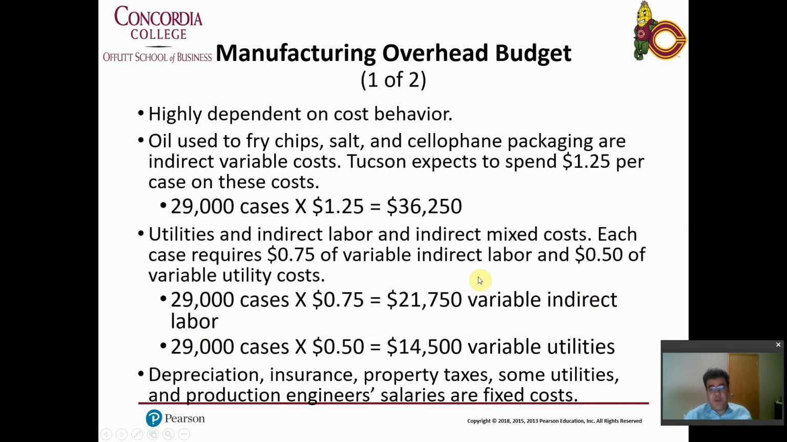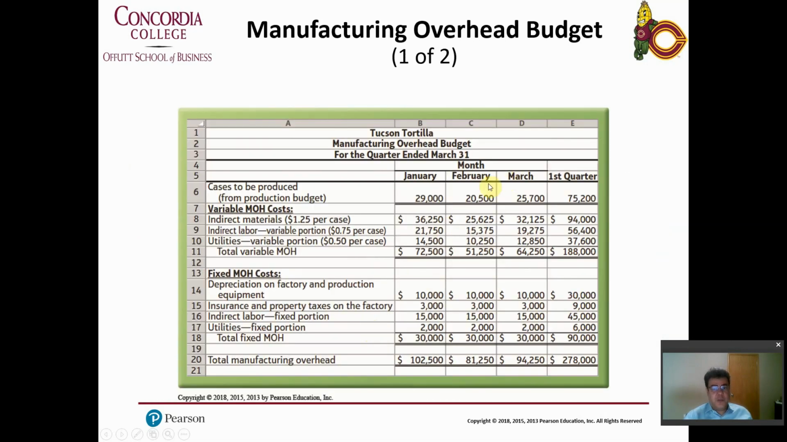Here we have variable costs: 1.5 for oil used to fry chips, 0.75 indirect labor, 0.5 variable utility. So here, units to be produced, these are our costs per unit variable, and fixed costs, they are fixed. So we only copy and paste the numbers here.